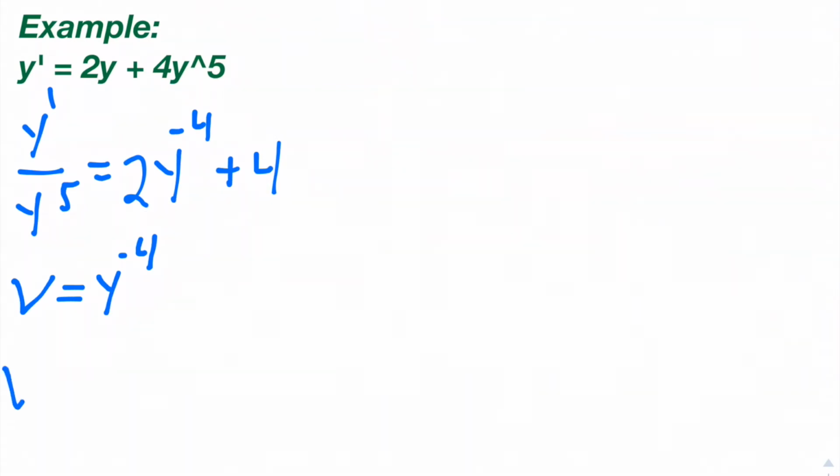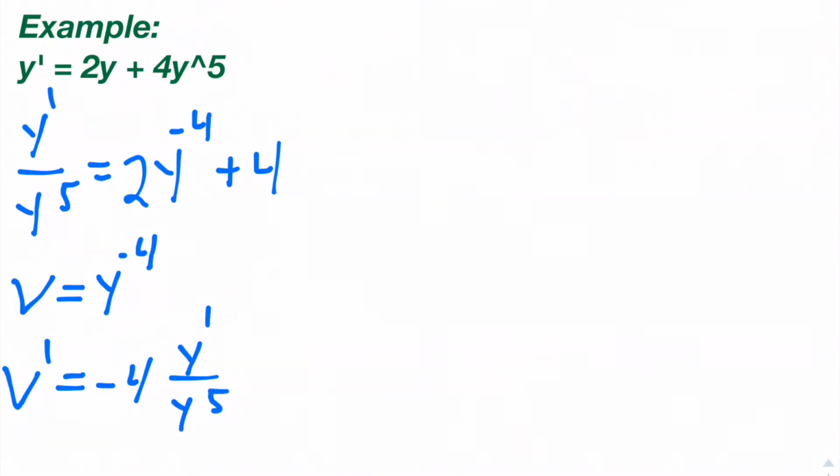From here, we can go ahead and find the derivative of our substitution. Using the power rule and chain rule, we're going to end up with v' = -4y'/y^5. Remember that y is technically a function of t, so it's y of t. So when we take the derivative, we are using the chain rule. We have to add that extra y' term due to the implicit differentiation.